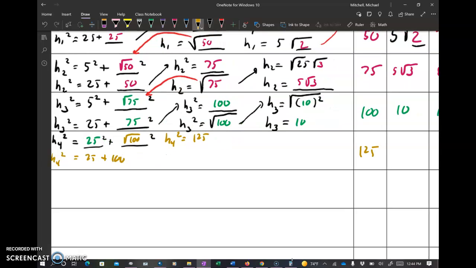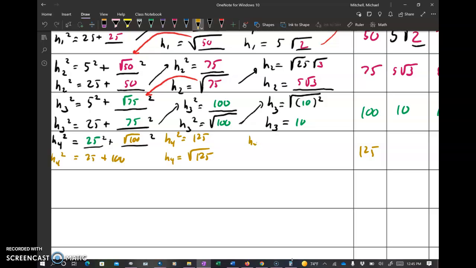Hey, I got a pattern. 50, 75, 100, 125. It's going up by 25 each time. Good, I can check my work in the future. So this is going to be H4 equals square root of 125.